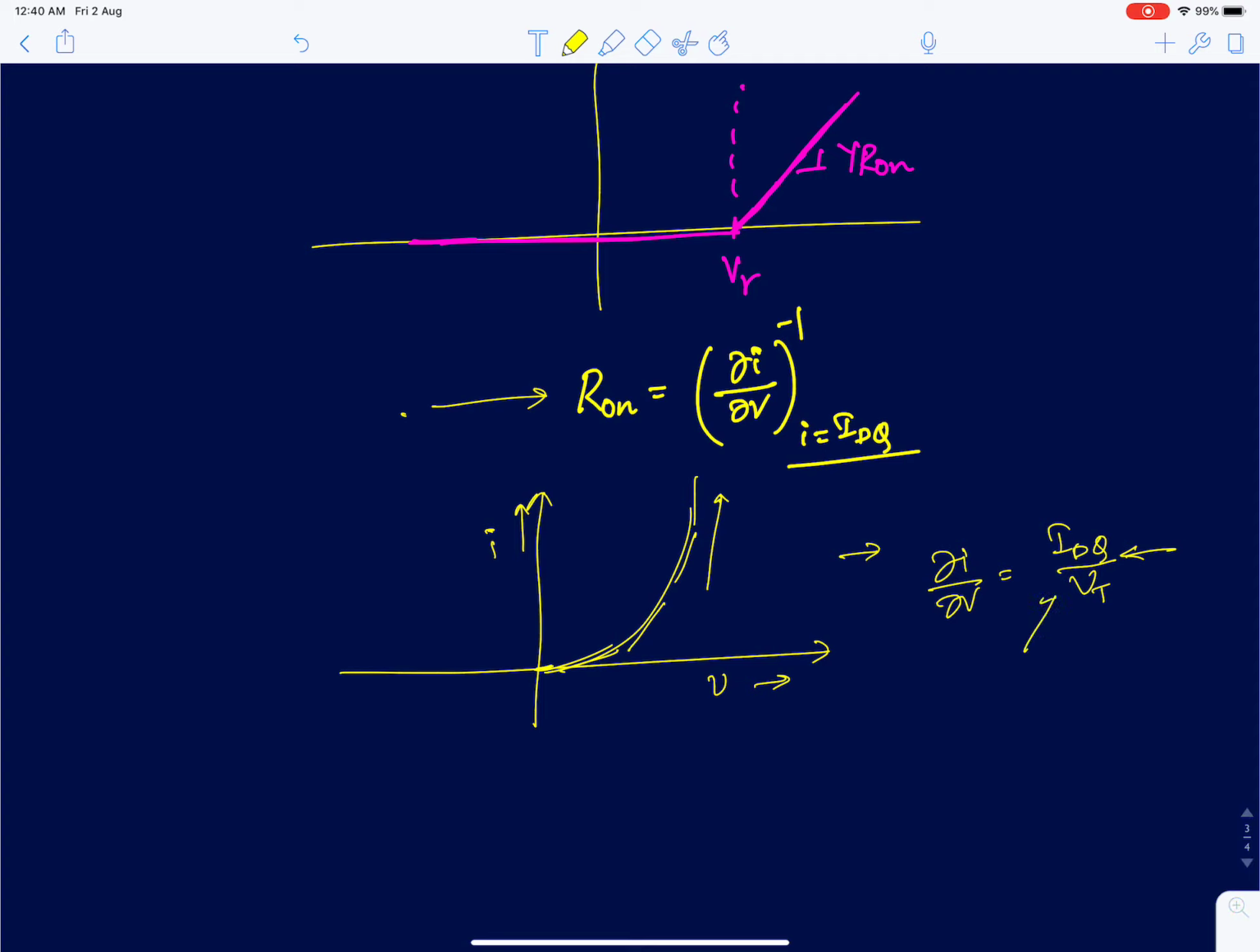So what this equation tells us is that as I change my operating current, if let's say I double my operating current, then the on resistance should become half, or rather dou I by dou V doubles. So your on resistance R on from this equation is 1 by this. So if I double my current, the on resistance should reduce by a factor of half. That's evident because on an exponential curve, when I move to a higher value of current, the slope naturally increases. It's going to increase faster and faster.